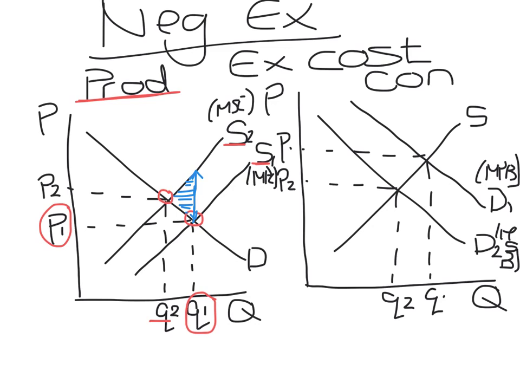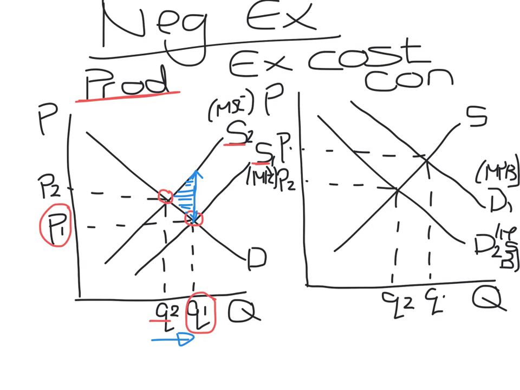Okay, so that triangle there represents the loss to society, and it shows the overproduction in the market. So we should be at P2, Q2, but because the producer's not taking into account the full cost of their activity, they are actually at P1, Q1. So as you can see here, we've got overproduction in the market.